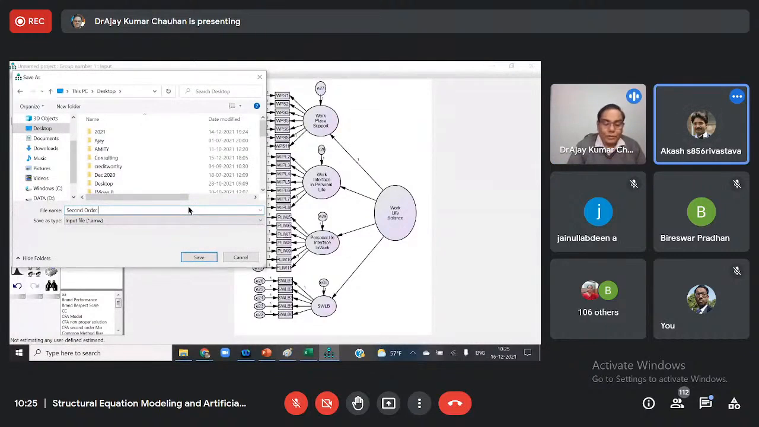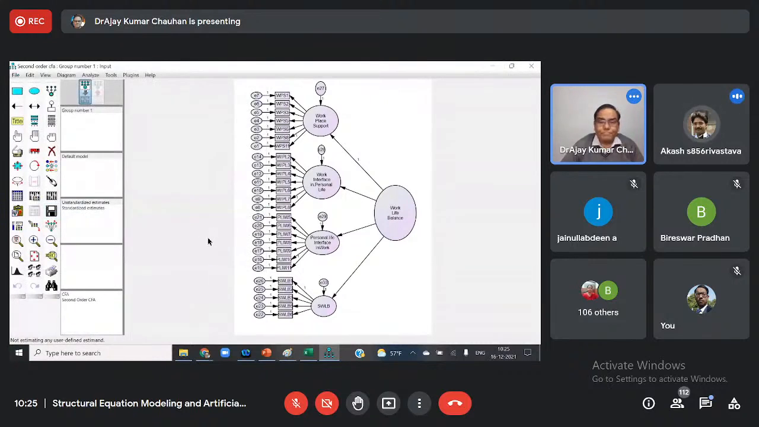Second order CFA. So this is second order CFA.